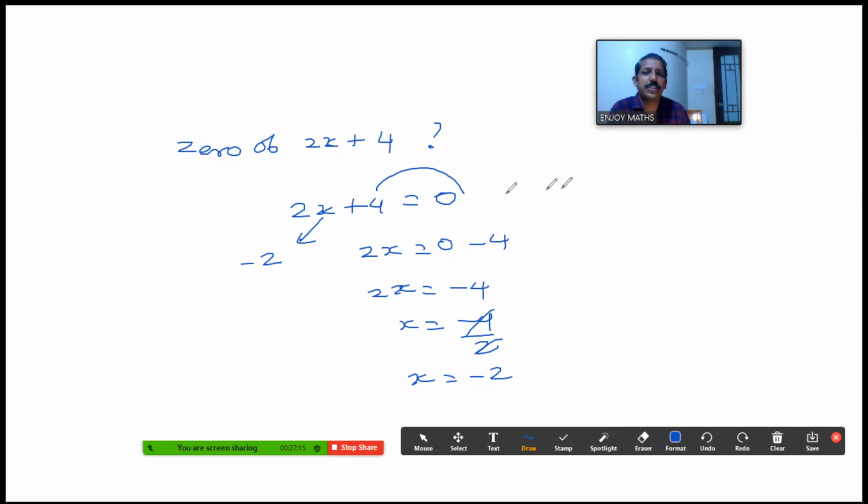Let me see whether we get 0. Now x value is minus 2, let me put that one. Plus 4. Can I get 0? See there. 2 into minus 2, minus 4. So 4 minus 4, 0. See, you got it. So zero of 2x plus 4 is what they are asking for x.